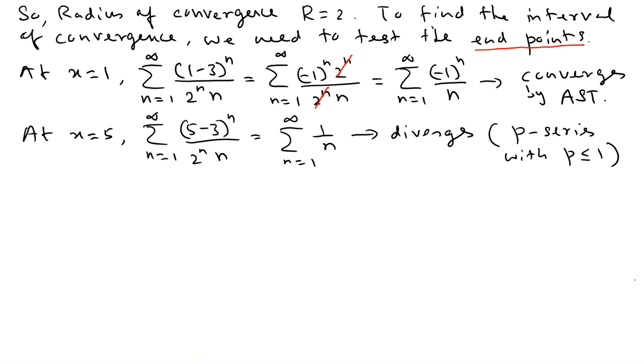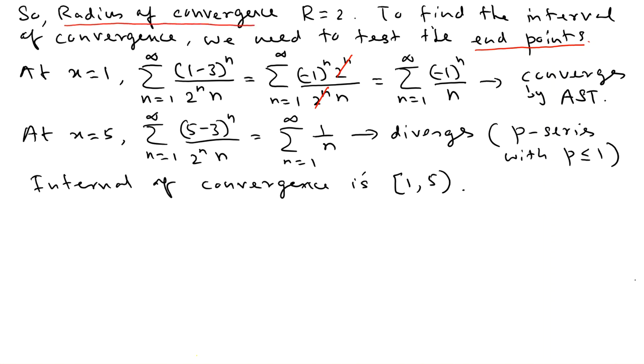So the interval of convergence is from, including 1, up to 5 without 5. So that's the interval of convergence. The radius of convergence is 5. Okay? So the radius of convergence is R equals 5, and the interval of convergence is 1 to 5. Good.